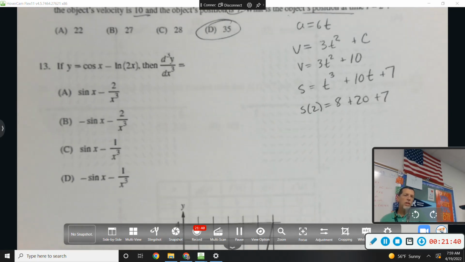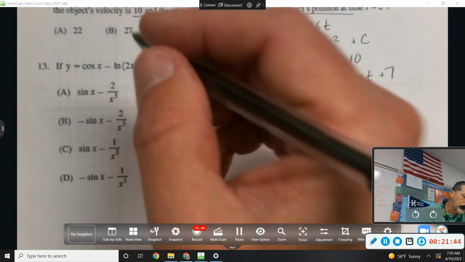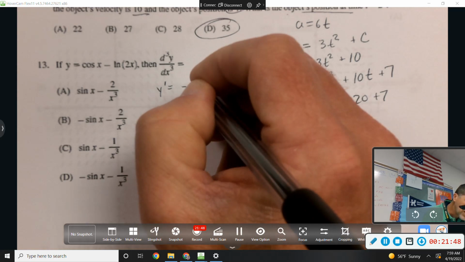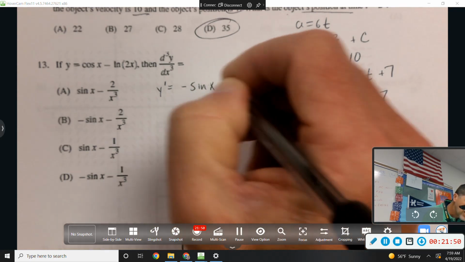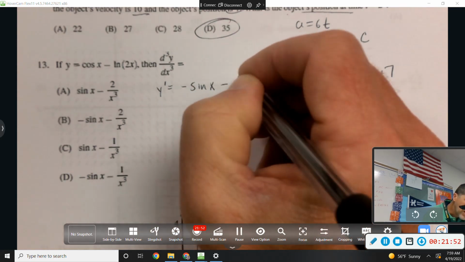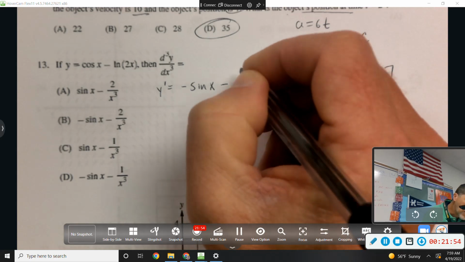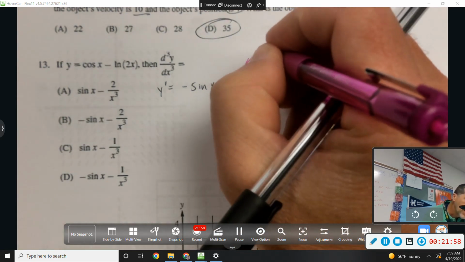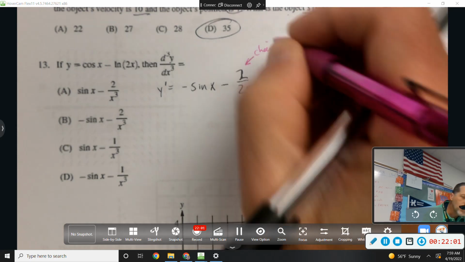13 is kind of a pain just because it asks for a third derivative, so you just got to be careful. First derivative of cosine would be negative sine, and then minus 1 over 2x times 2, chain rule. So a few people forgot the chain rule, and that messed you up the rest of the way.